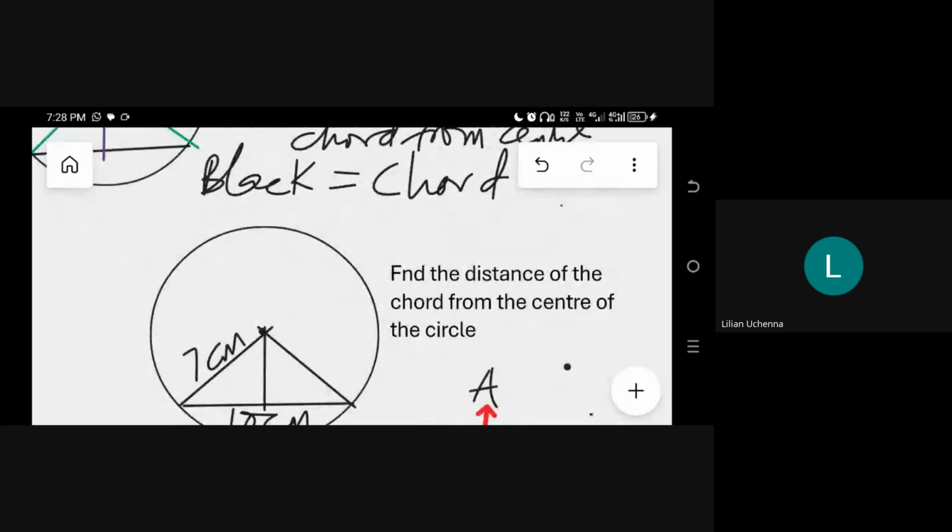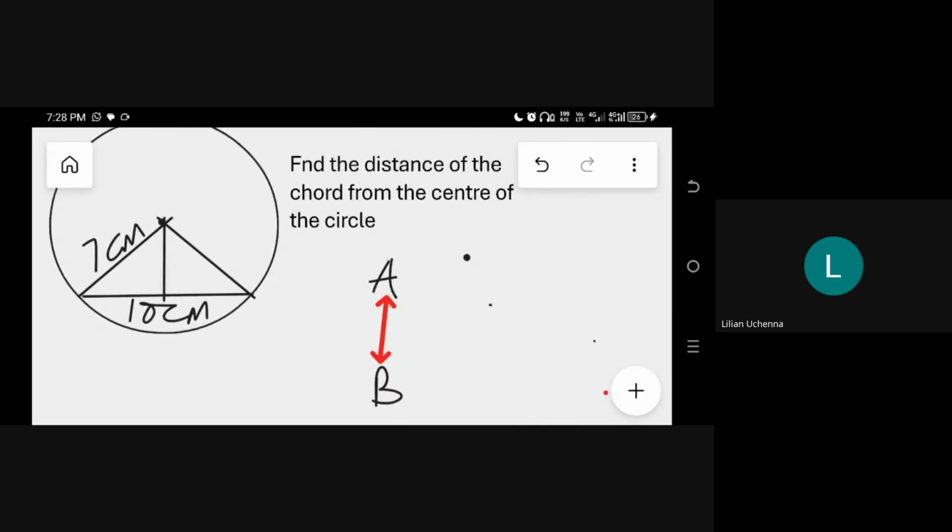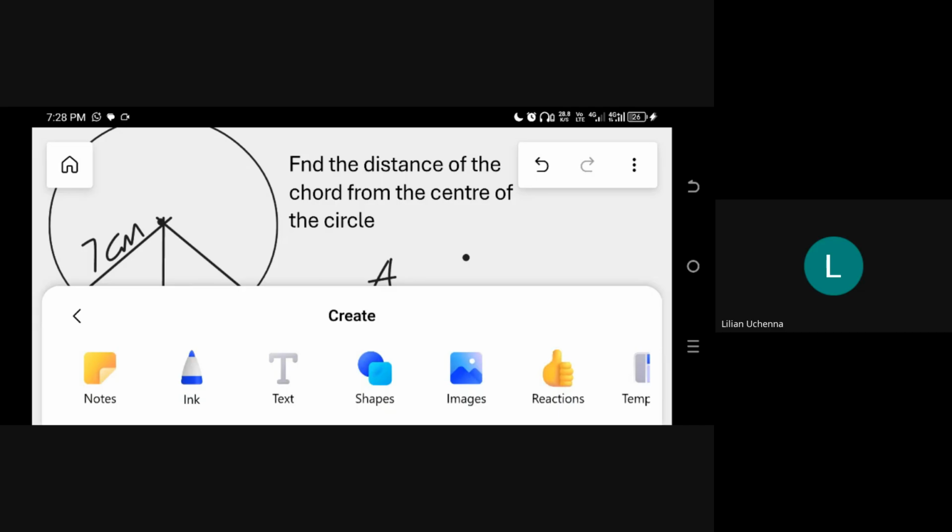So take note. In this question, you have been given the radius. You have the radius. You have the length of the chord. So what you're looking for is the distance of the chord from the center. You have radius 7 centimeters. You have length of chord. The length of the chord is 10 centimeters. So what you are looking for is the distance of the chord from the center of the circle. That is the vertical line you see there.